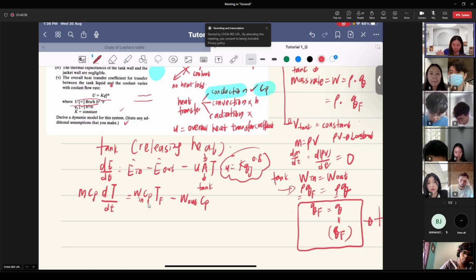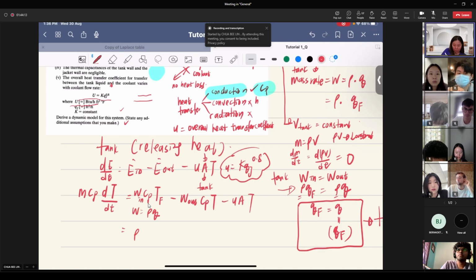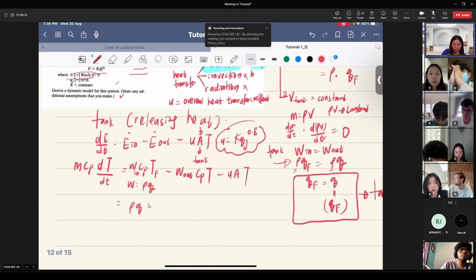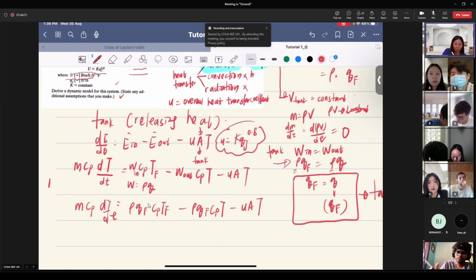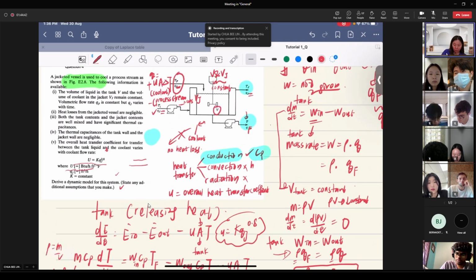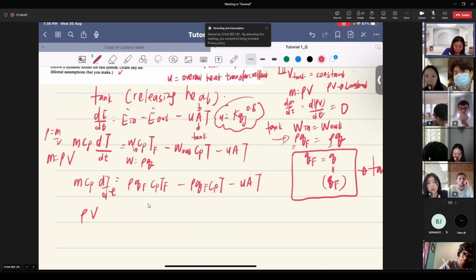Cp will be the same because it is the same process stream. Then the exit temperature is T minus UAT. Then you expand the W equals rho Q. So this equation will be rho, and then the Q for the tank is F. So rho Qf Cp Tf minus rho Qf Cp T minus UAT. So M Cp dT, and the M also you can expand. Rho equals M per V, M equals rho V. So this is the V of the tank. So M equals rho V, Cp dT over dt equals all this.